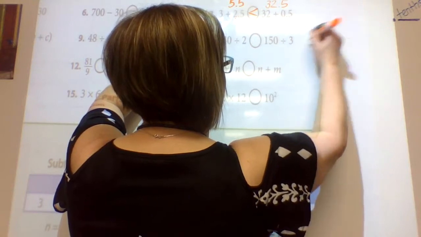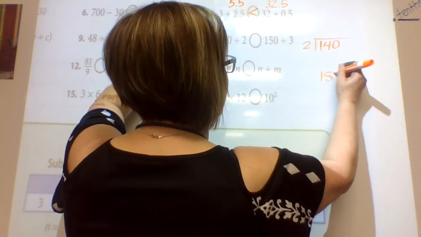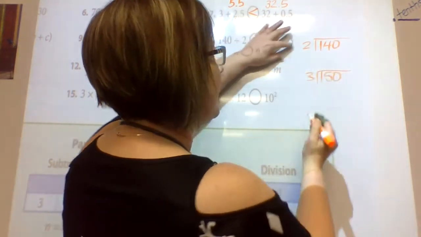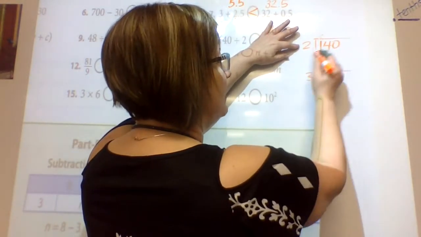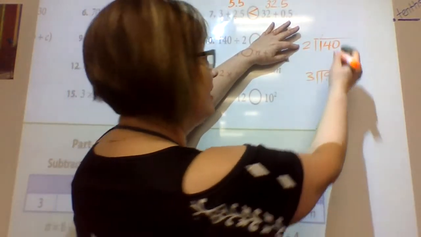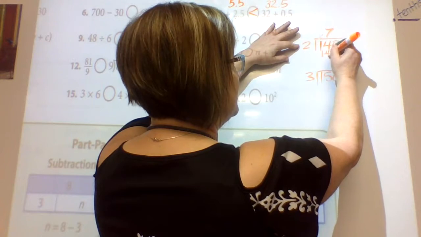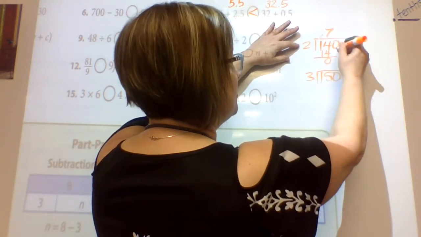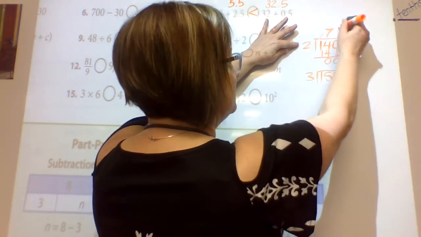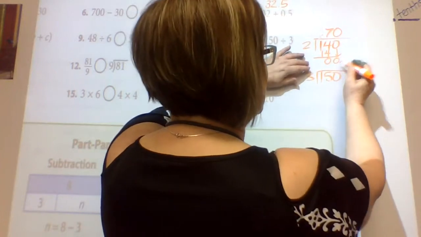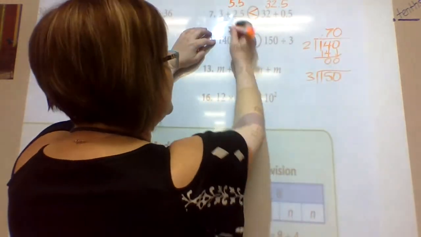Then we have 140 divided by 2 and 150 divided by 3. So we're going to come over here and do this. 2 doesn't go into 1. 2 goes into 14 7 times. 2 times 7 is 14. 14 minus 14 is 0. Bring down the 0. 2 goes into 0 0 times. Okay, and 0 minus 0 is 0. So this one right here equals 70.